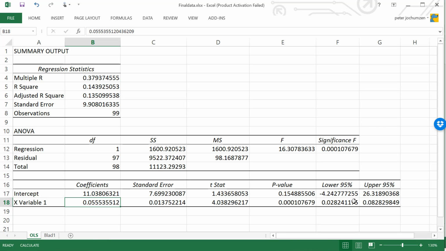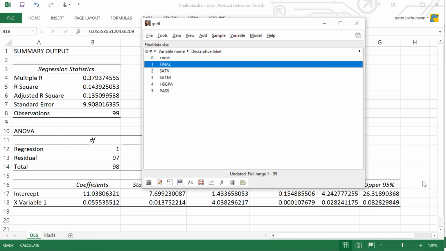And you can see that the confidence interval goes from 0.03 about to 0.08. And this will always be true. If you reject the null that beta 2 is equal to 0, then 0 will not be in the confidence interval, and vice versa. If you cannot reject that beta 2 is 0, then 0 will be in the confidence interval.